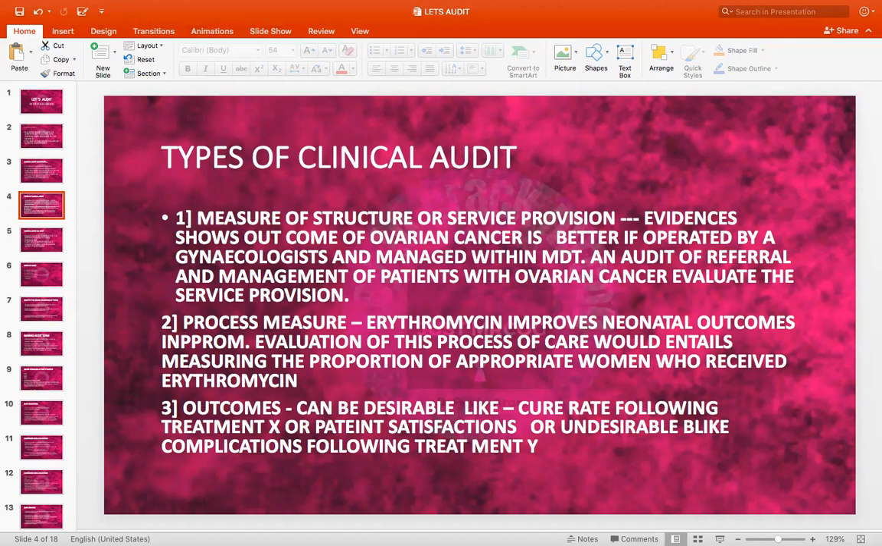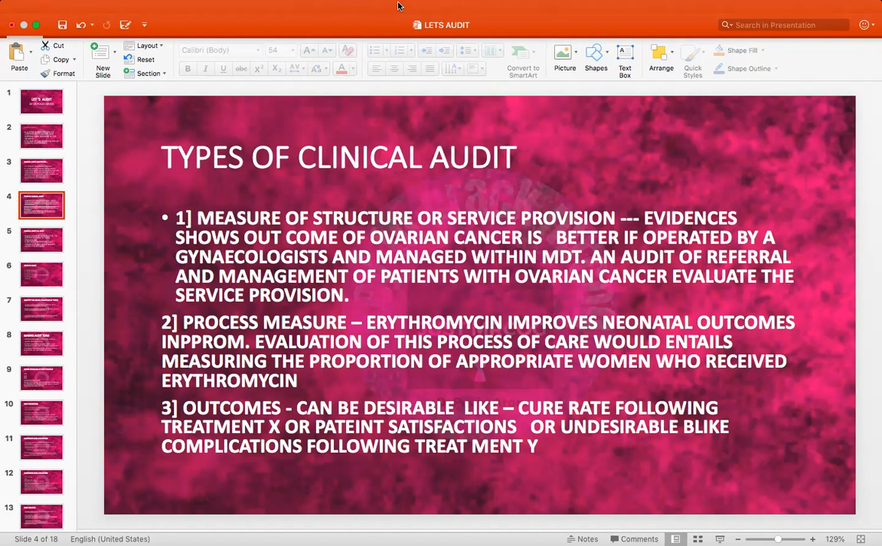And what is the undesirable outcome? That after giving treatment Y, there were many complications. So here we are comparing the outcome. There is one condition and two treatments were planned. One is treatment X and second is treatment Y. Desirable was that after giving treatment X, patients were very happy. They were very satisfied because their conditions were improving. But with treatment Y, patients were not happy. They were not satisfied and they got more complications rather than relief.